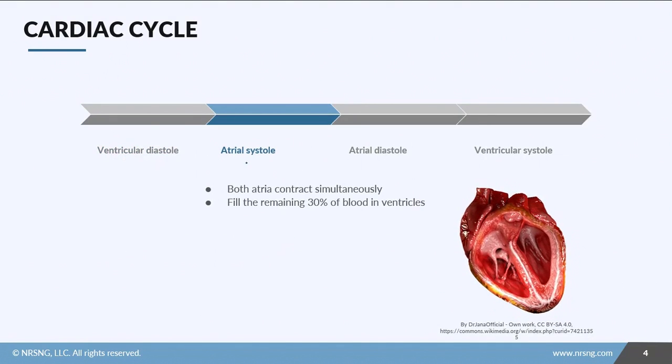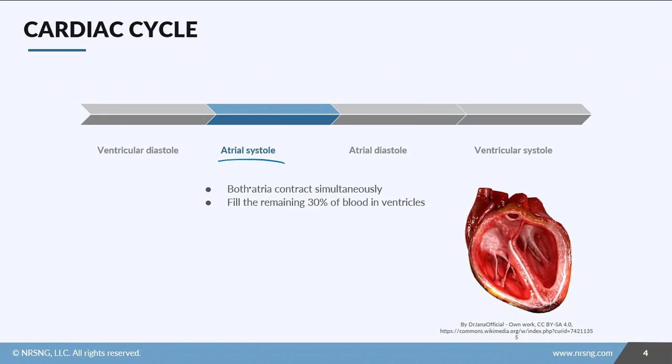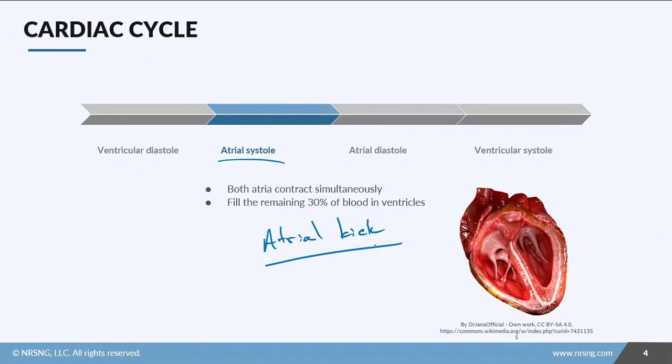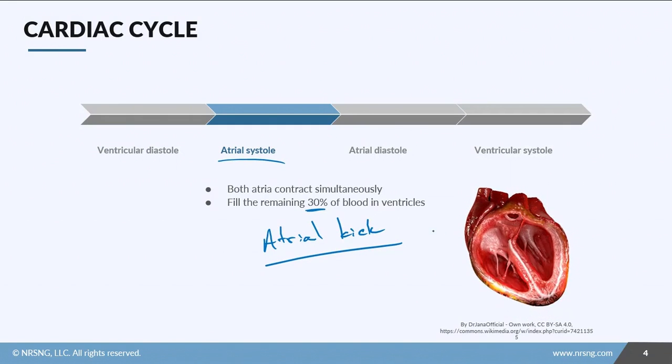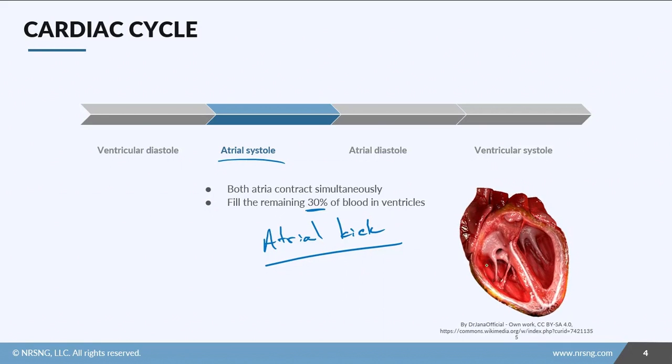And then the next phase is atrial systole, and this is where both of the atria are going to contract simultaneously, and this is known as atrial kick. And what happens during atrial kick is that the remaining 30% of the blood in those ventricles is going to get filled up.